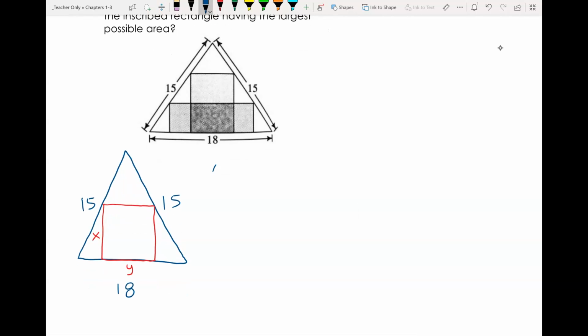So let's write what that is. The area of the rectangle is x times y. The problem is I can't find the maximum of that right now because it's a function of two variables. If it's a function of a single variable, I can either use the vertex formula if it's quadratic, or I can graph it if it's higher than that and find that maximum. But with two variables, that's not something I'm able to do. So I need to somehow get a relationship between x and y, and that's what makes this problem a little bit more difficult.